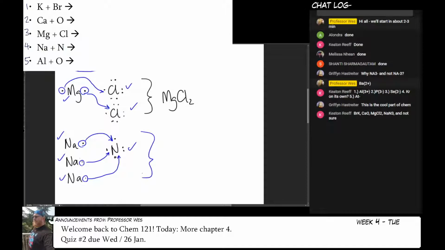And so I can write the formula. Oops, wrong color. Sorry. I use 3 sodiums and a nitrogen. So I get Na3N. Be careful, NaN3 is something totally different. It does exist, though.